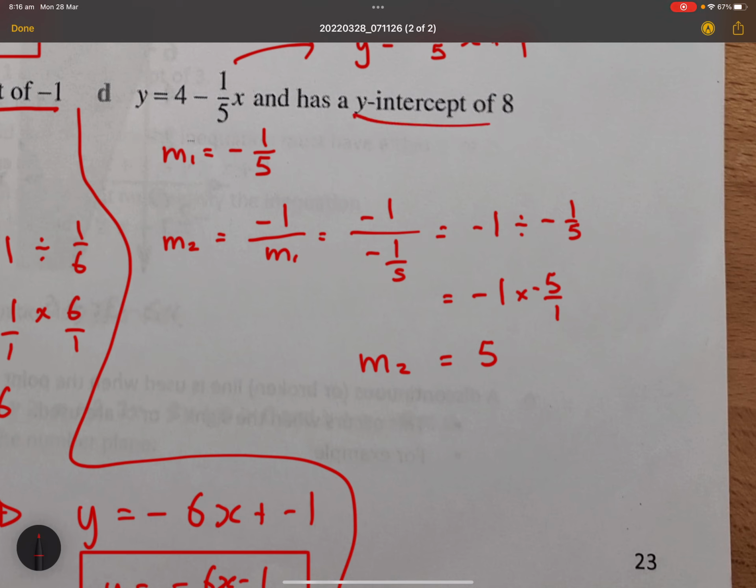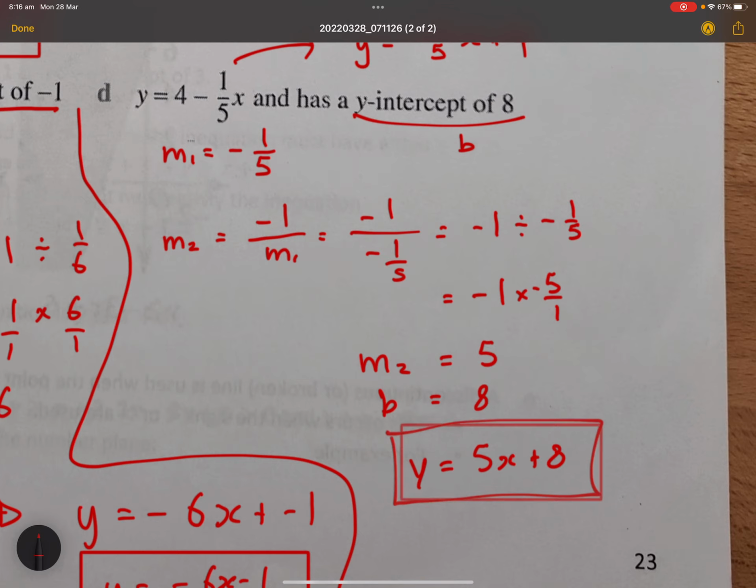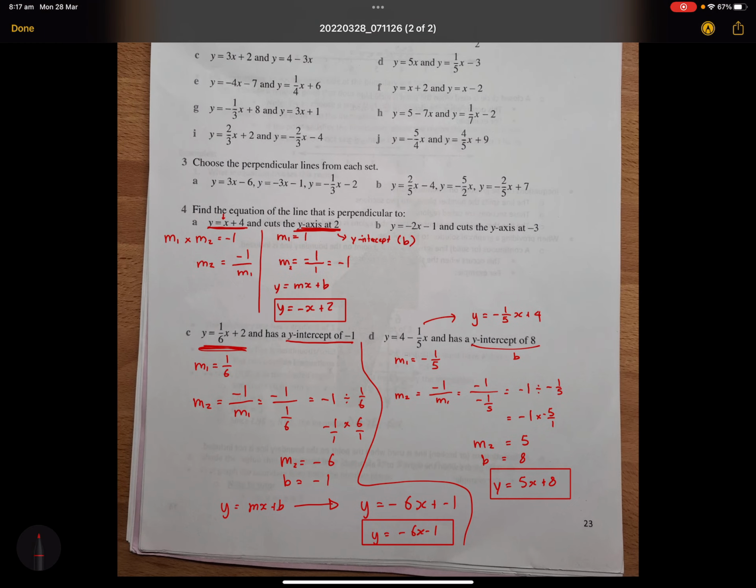Now our y-intercept is 8. That's your b. So b equals 8. So therefore y is equal to 5x plus 8. And that's your answer. Okay, hope that helps.